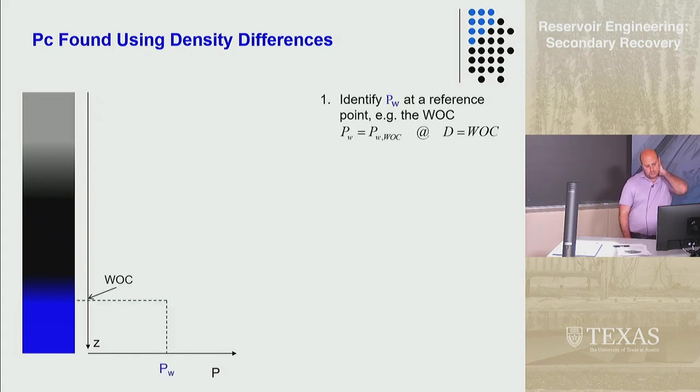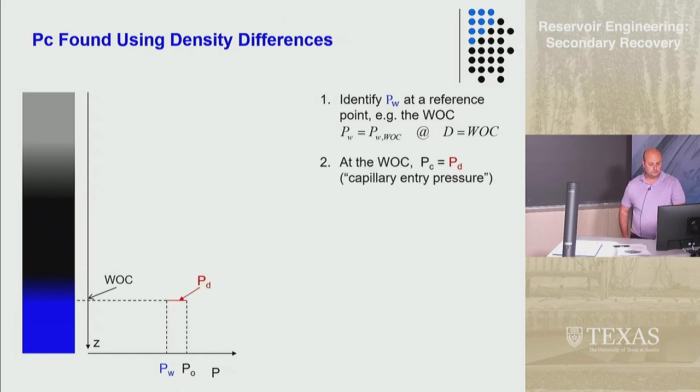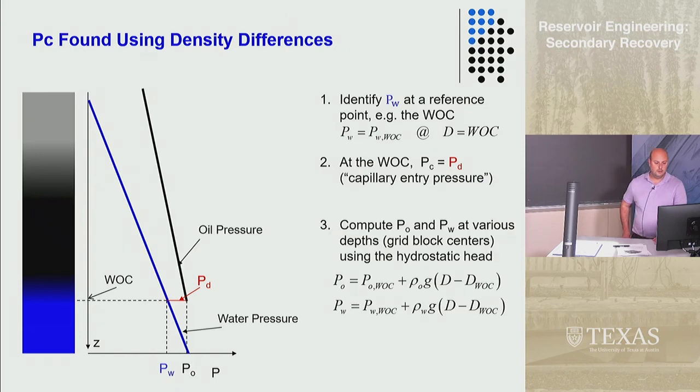So at some location we have the water oil contact line. That was given in the problem as 74, 75 feet. And then the oil pressure at the water oil contact line is equal to the water pressure plus the capillary entry pressure. Then what you do is you calculate water and oil pressure from the depths, okay? And we'll get to that next.